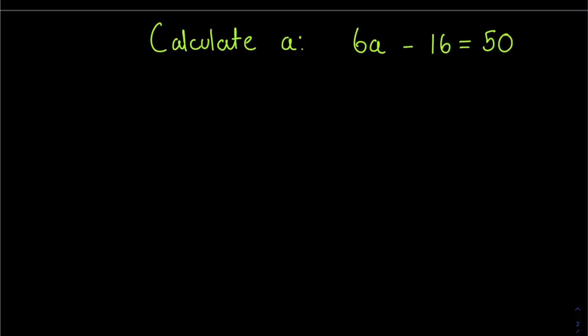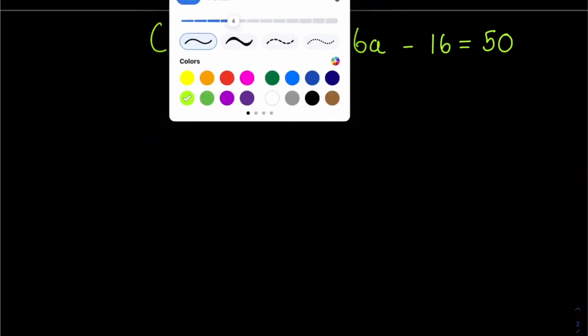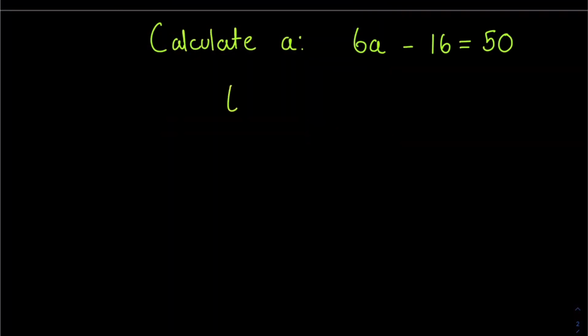The next one, I've got 6a minus 16 is equal to 50. So I'm going to rewrite it again. It's going to be 6a minus 16 is equal to 50.